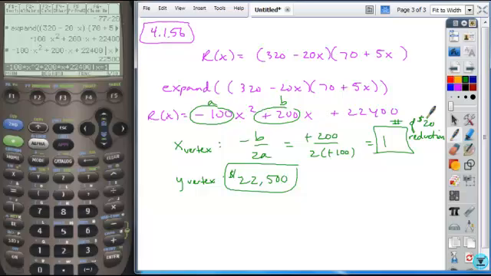And so if it asks you what is the optimal price, the optimal price was $320 minus one $20 increment. So $300. If you charge $300, you can expect to maximize your revenue.